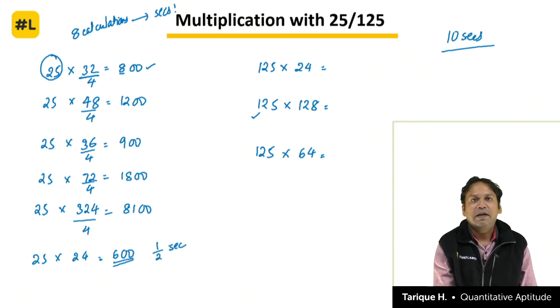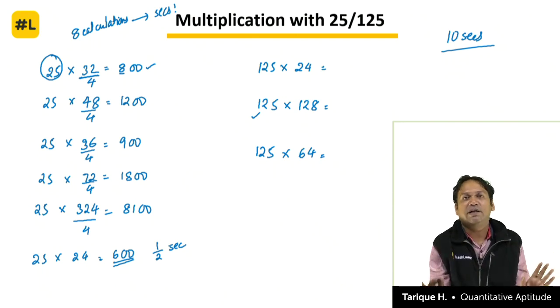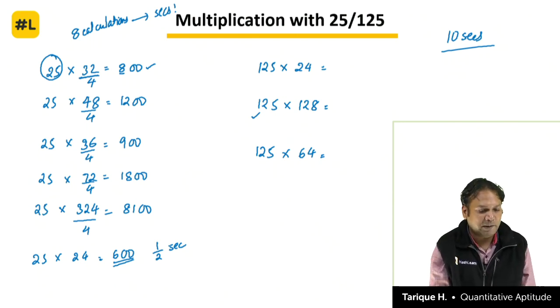Half second. Because 4 into 6 is 24, you know that you just have to put 2 zeros, right? What is the big deal about this? कितना time लगेगा? Divide करना है 4 से, 2 zero add करना है, बस इतना ही काम तो करना है.